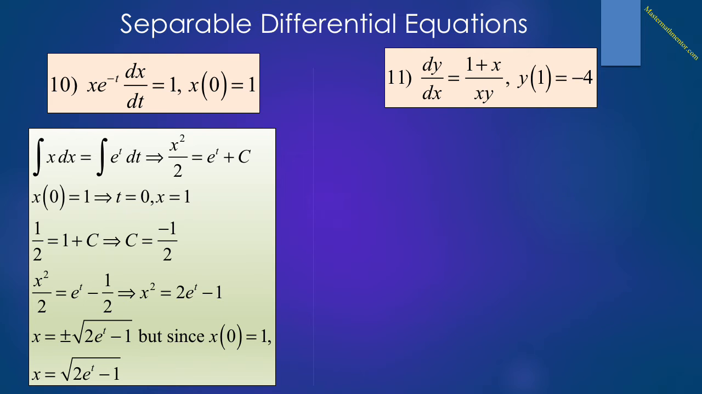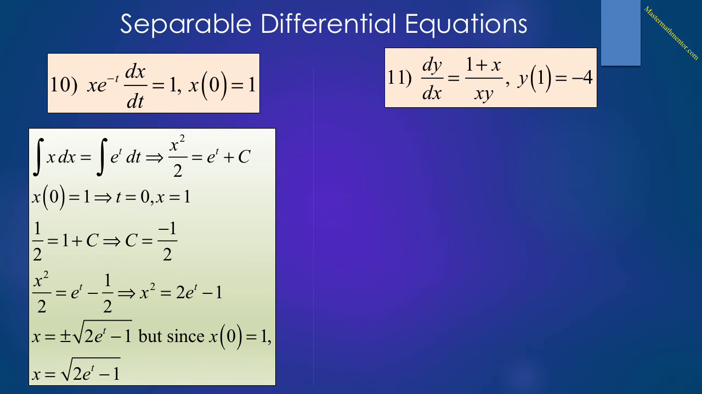To solve this differential equation, we will cross multiply and we can write this as x dx equals e to the t dt and integrate both sides, getting x squared over 2 is equal to e to the t plus c. We can find the general solution. However, it is probably easier at this point to find the particular solution.